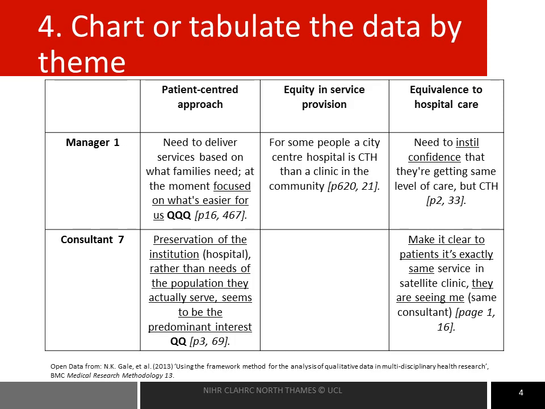Stage 4 involves charting or tabulating the data you have for each theme. Here is an example of data that has been charted from the GP study described before. Along the left-hand side are the interviewees or stakeholders, and then along the top are the key themes that have been selected. The boxes in the middle contain quotations from each interview that the person coding the data thinks is good evidence of each theme.